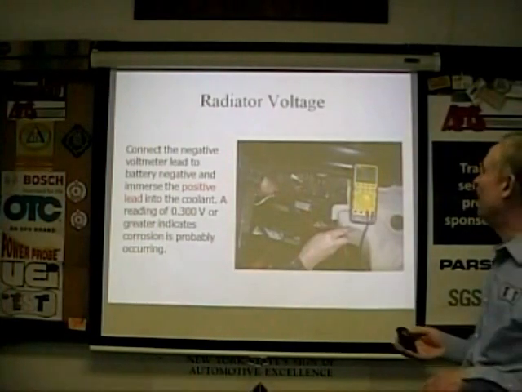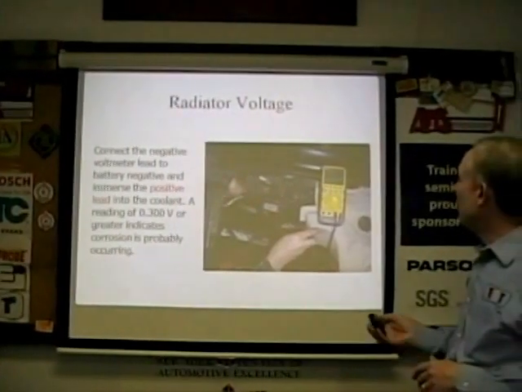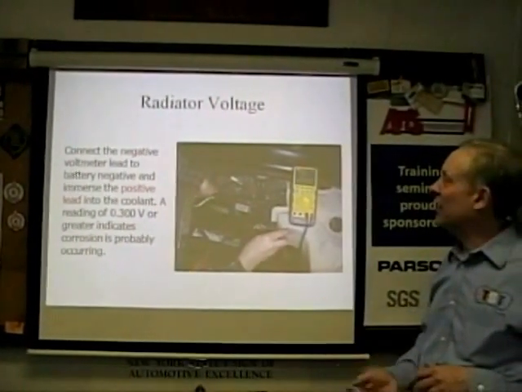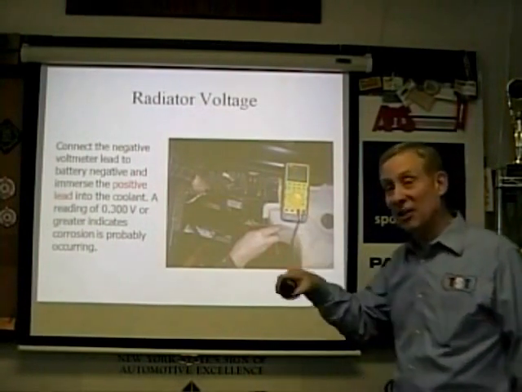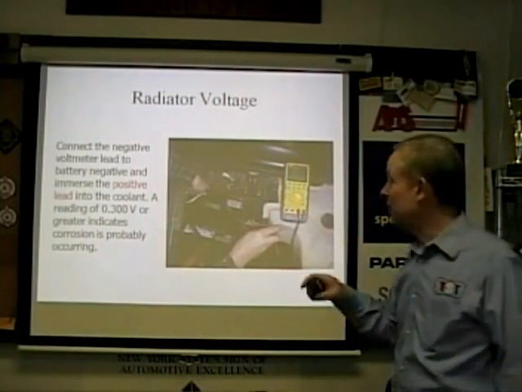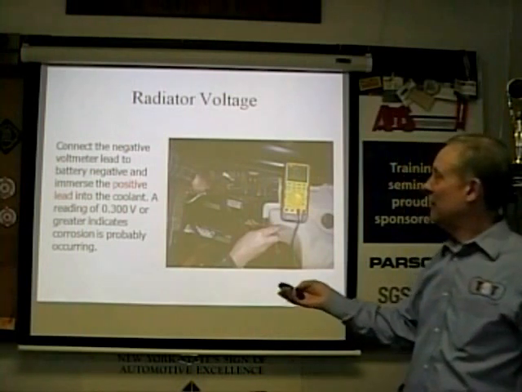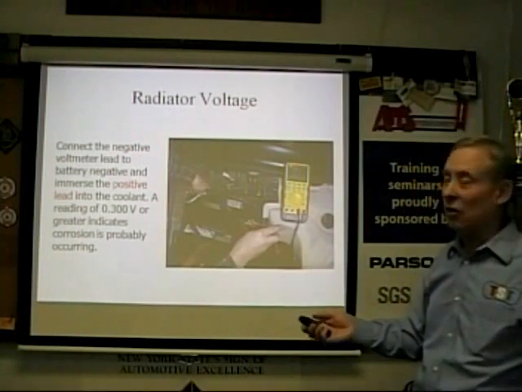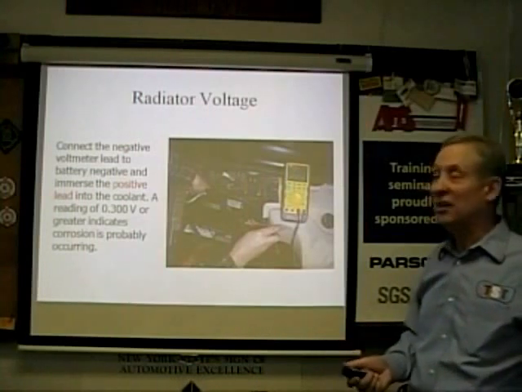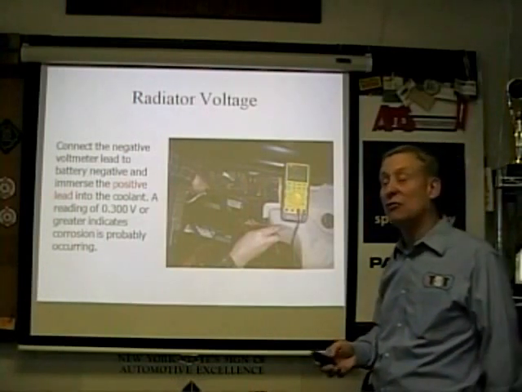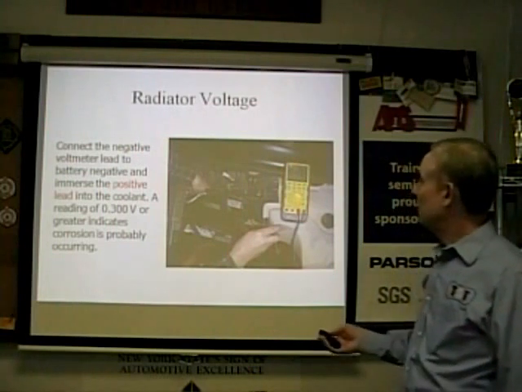And you might buy a motor. Okay, radiator voltage. Connect the negative voltmeter to the battery negative. Put the positive lead into the coolant with it running. All right? A reading of 300 millivolts, that's 0.300 volts, or greater indicates that there is corrosion occurring. But watch this.